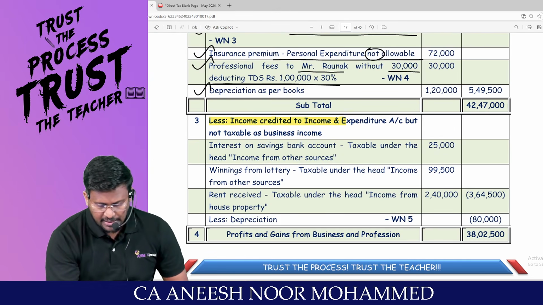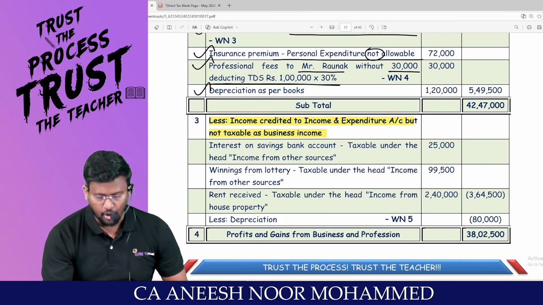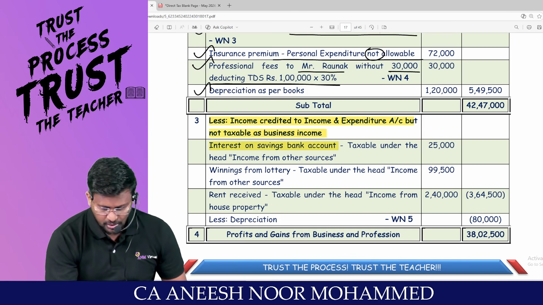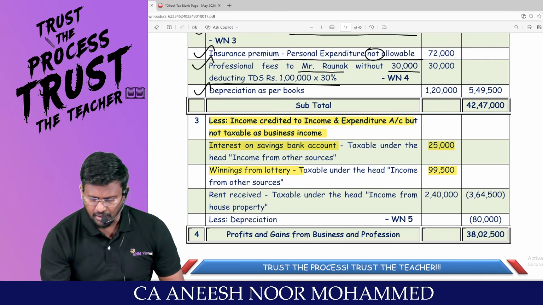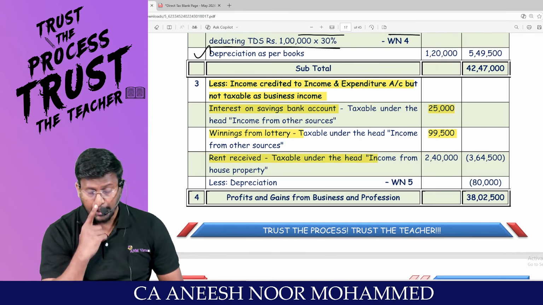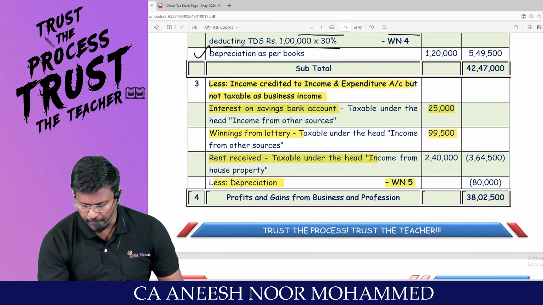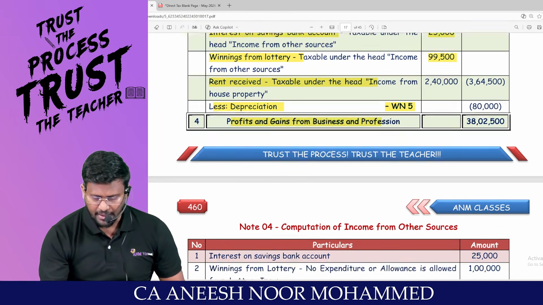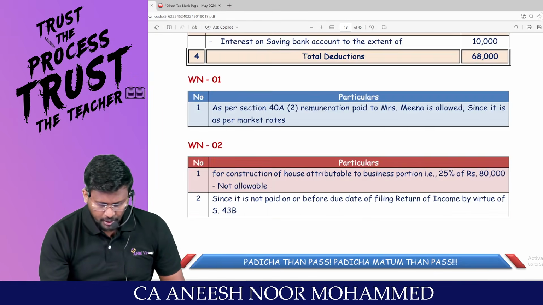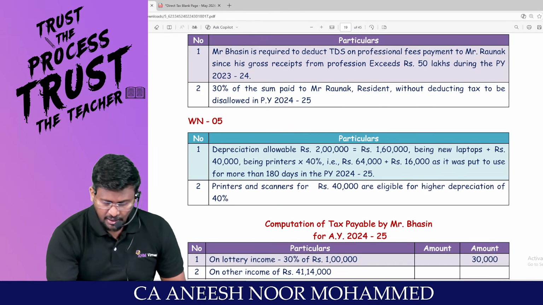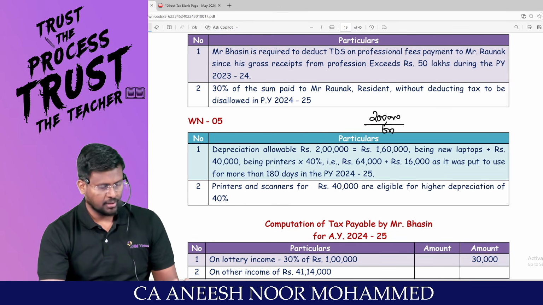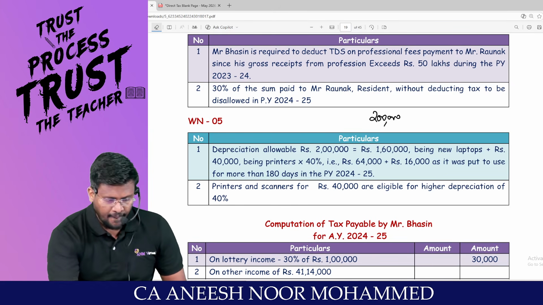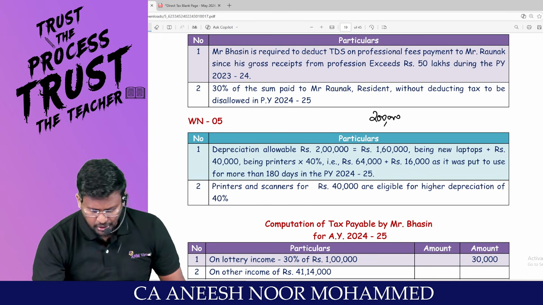Am I right? Less income credited to income and expenditure account but not taxable as business income. Interest on savings account should be taxable under IFOS. Winning from lottery should be taxable under IFOS. Rent received should be taxable under IFHP. Less depreciation. We have to manually calculate the depreciation. You will get the PGBP. We can calculate, no problem at all. Come on, man. Let me ask you the basic things. Sir, actually, 2 lakh rupees is the total. On that 2 lakh, 60% depreciation they have charged. But the allowed depreciation is only, what is the 60% comes to?